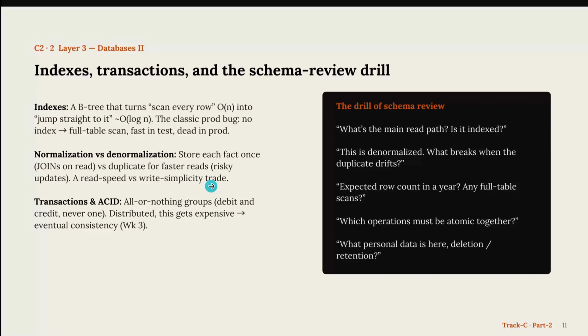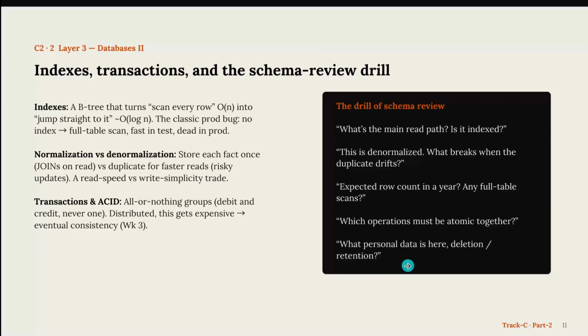So the drill of schema review typically looks like this. When you create the schema in a database, you need to understand, hey, what's the main read path? Is it indexed? Is this denormalized? What breaks when duplicate items drift? What is the expected row count in a year? In a year, how much will the data grow? Which operations must be atomic together? What personal data is here? Can deletion or retention requests be placed? Everything that has to do with PII will have a challenge across GDPR, CCPA, and other compliance requirements.